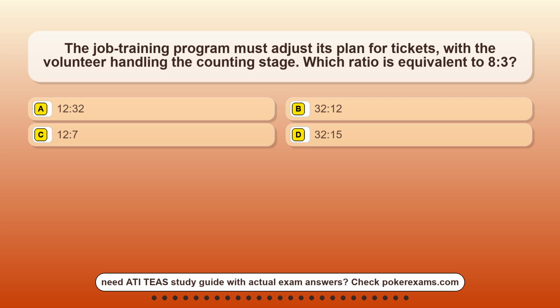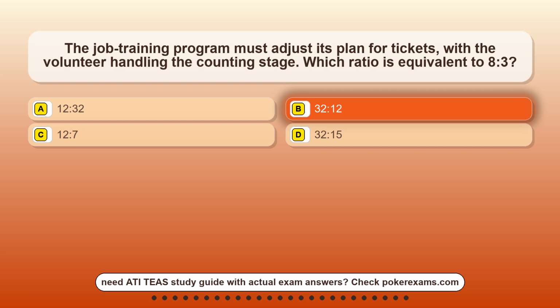counting stage. Which ratio is equivalent to 8:3? Option A, 12:32. Option B, 32:12. Option C, 12:7. Option D, 32:15. The correct answer is option B, 32:12.